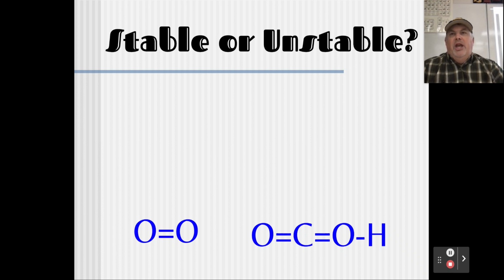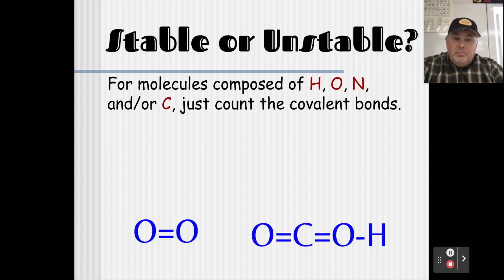In other words, we're going to say if something is stable or unstable. If it's unstable, it won't exist in nature. If it's stable, that means that the bonds that exist between those elements allow it to exist in nature, potentially. And so if we have some models like this, where we're using hydrogen, oxygen, nitrogen, carbon, we just need to count the number of covalent bonds, or those little lines between those atoms.